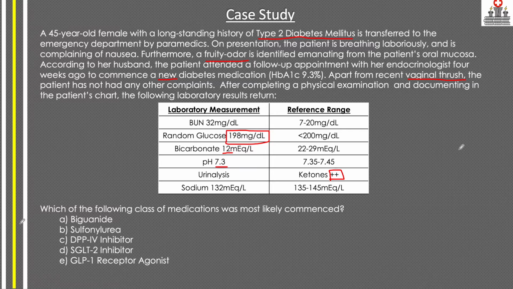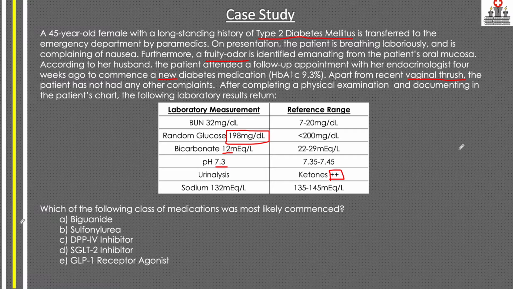So let's break this down into a few things. We know that to diagnose diabetic ketoacidosis, typically the glucose is more than 250. The bicarb is typically below 15, and the pH as well is around this level, if not lower. And of course, ketones would be positive as they are here. So what is going on here?